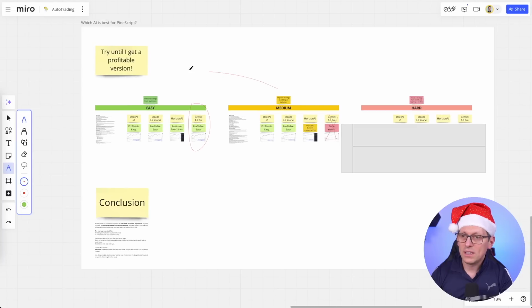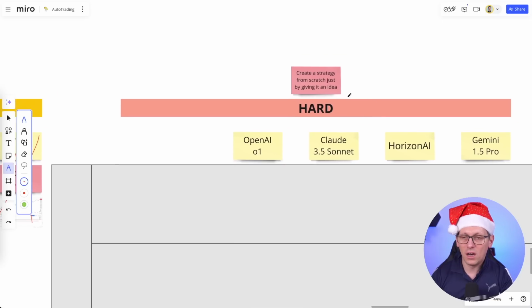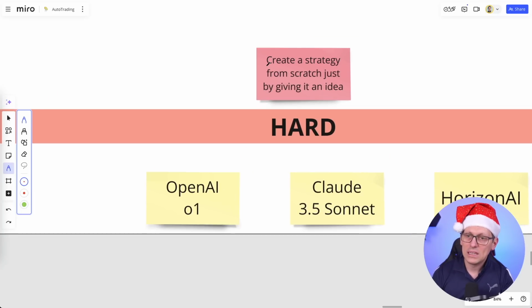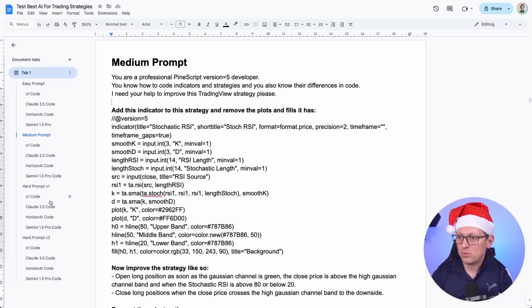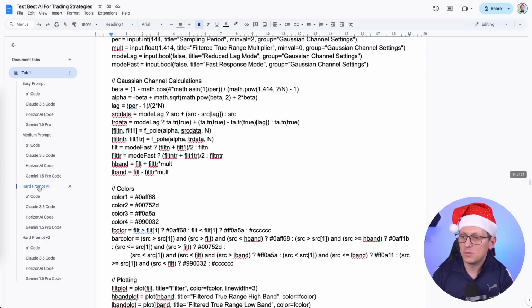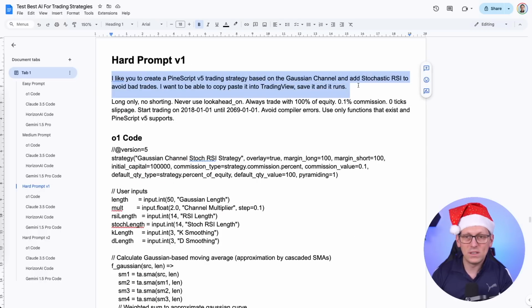Okay, now you know how these AIs perform on the easy and the medium category, but let's see how they perform on the hard category. What is the hard category? Well, it's creating a strategy from scratch with just an idea. And again, the prompt is over here. We're going to go to the hard prompt V1, and it's really just one sentence, okay? Because I want to make it as hard as possible, right?